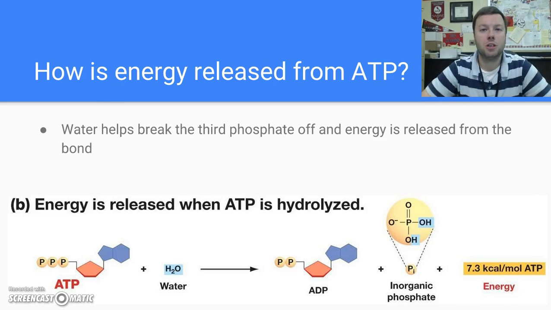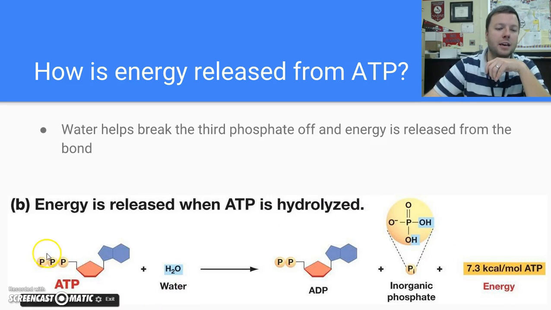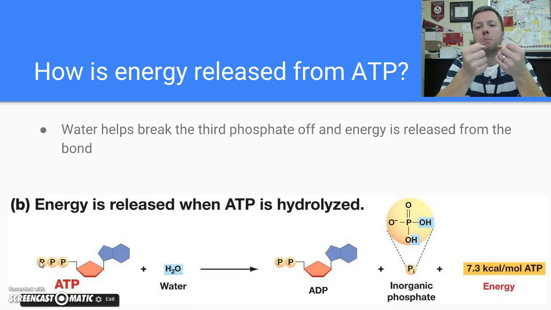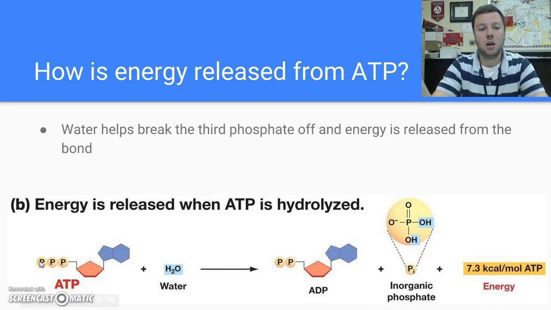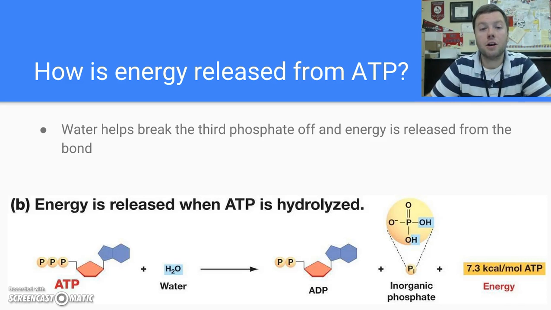So how is energy released from ATP? Like we just spoke about, when you break those chemical bonds, in this case, we're breaking the chemical bond between the second and third phosphate. When you break those bonds, it releases that energy. So we say that energy is released when ATP is hydrolyzed. Hydro is just a way to say water is involved.